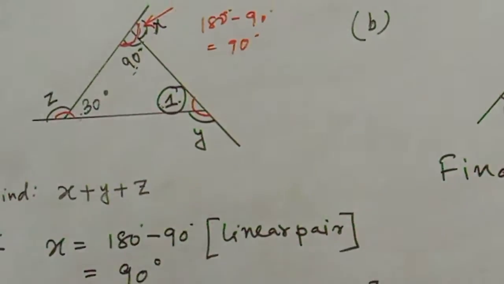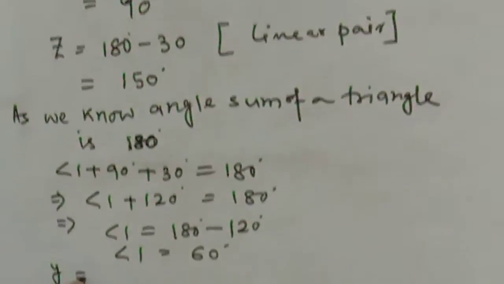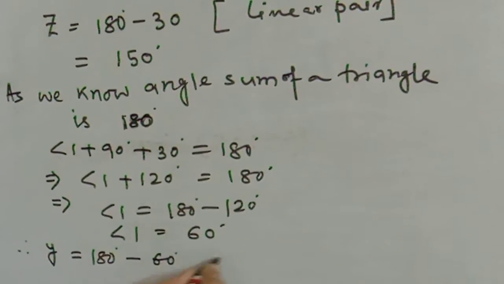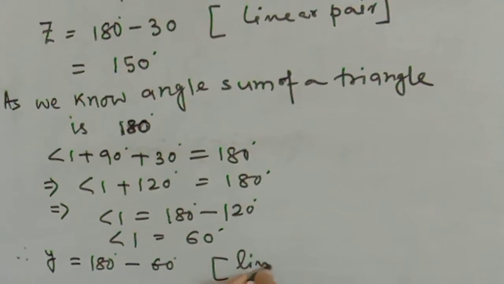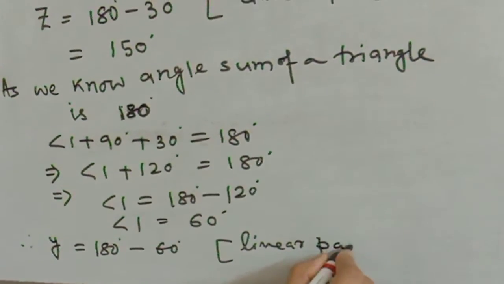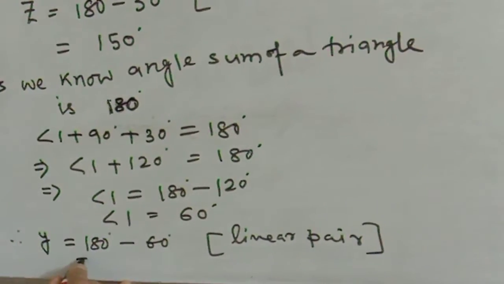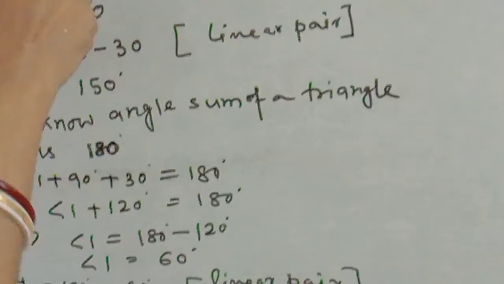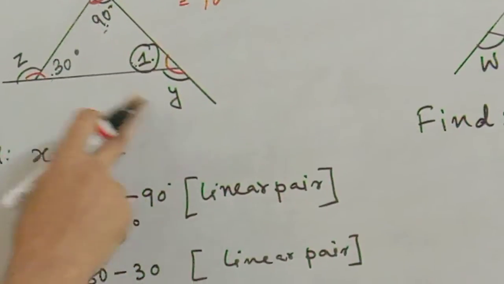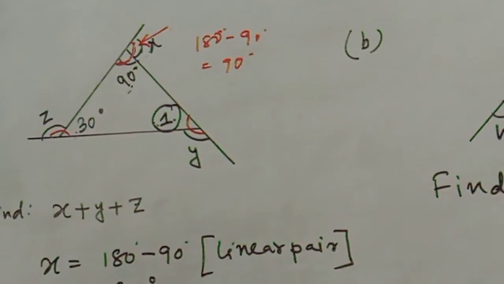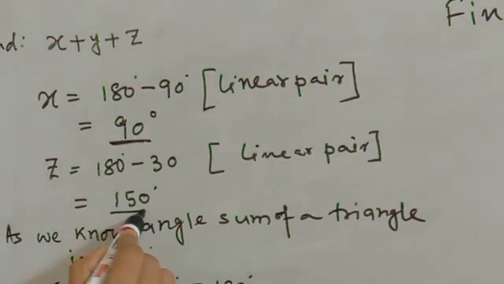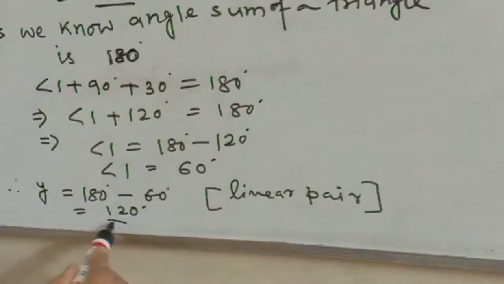Now if angle 1 is 60 degree, what will be the value of y? Then y is equal to 180 minus 60 degree. Why? Because it is a linear pair. That means it is 120 degree. So angle y is equal to 120 degree. Now we have found angle x, it is 90 degree. Angle z, it is 150 degree, and angle y, it is 120 degree.